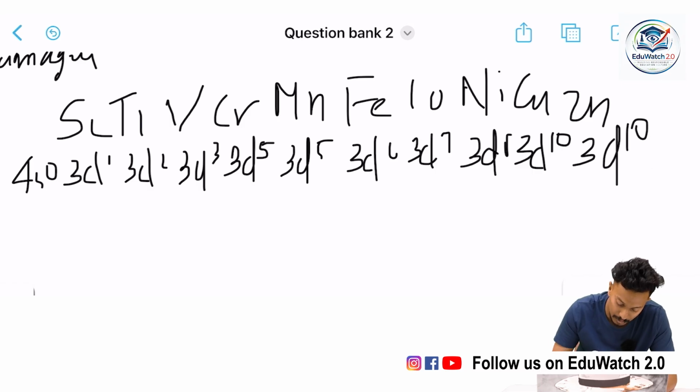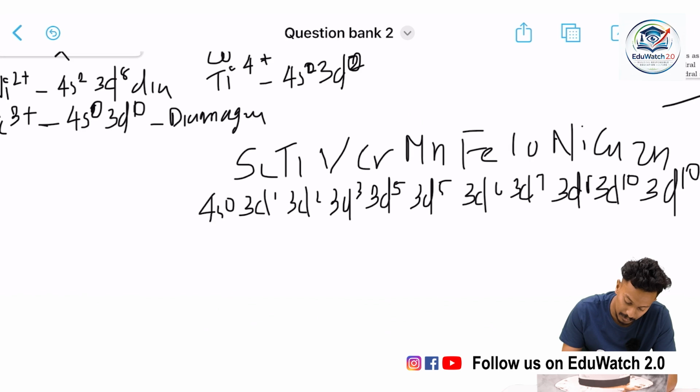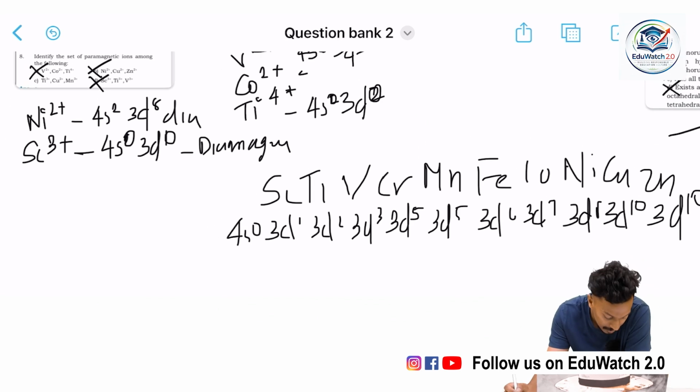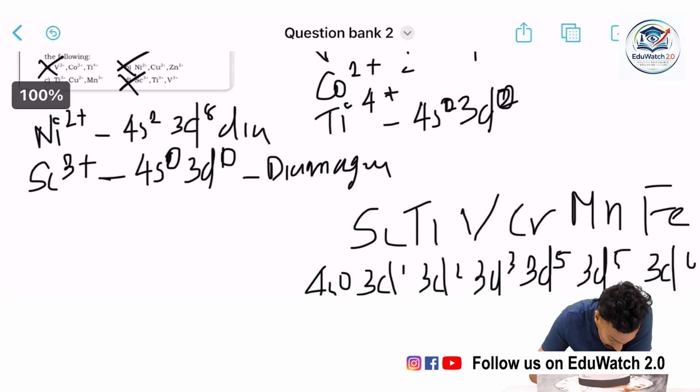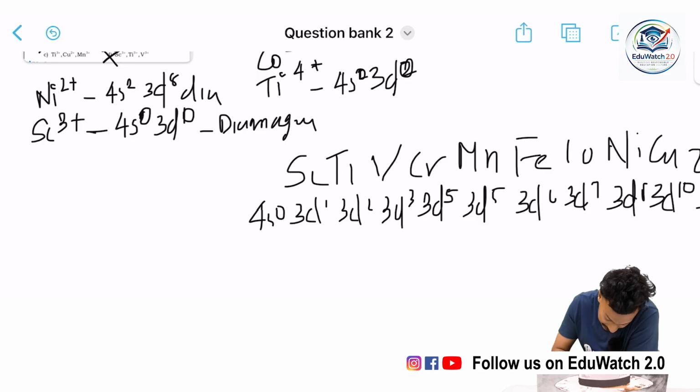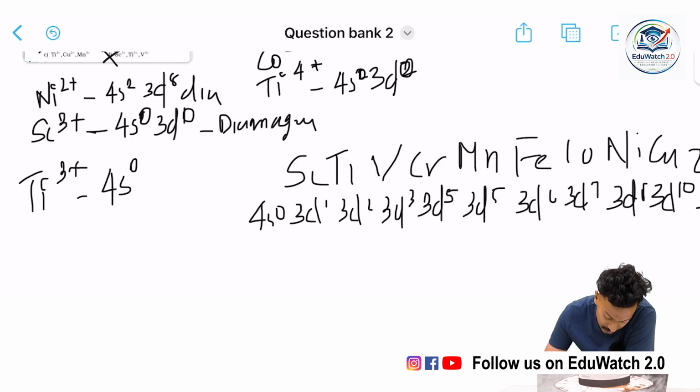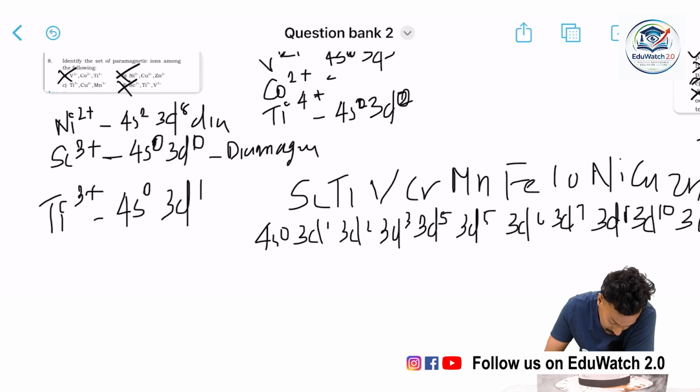So this is the electronic configuration of these ions. Now we have to find out about Ti3 plus. Ti is 4s2 3d2. Ti3 plus gives how much? We get 4s0 3d1, which is paramagnetic, right? Cu2 plus.